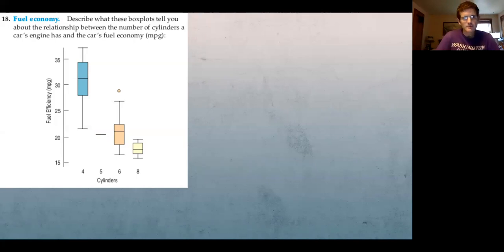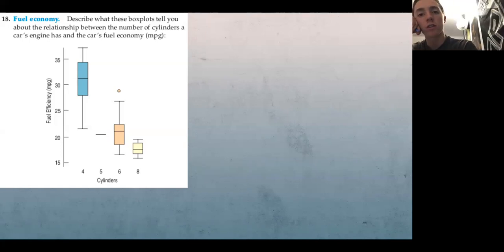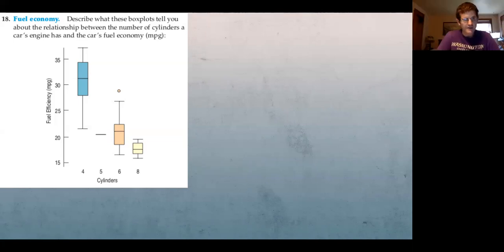What is something that stands out to you when you compare the 4, 6, and 8 cylinders? The more cylinders, the less fuel efficient the cars are. Exactly. And when you talk about that, you're talking about the medians. So the median fuel efficiency in miles per gallon goes down as the number of cylinders goes up. Is there something else we can talk about?